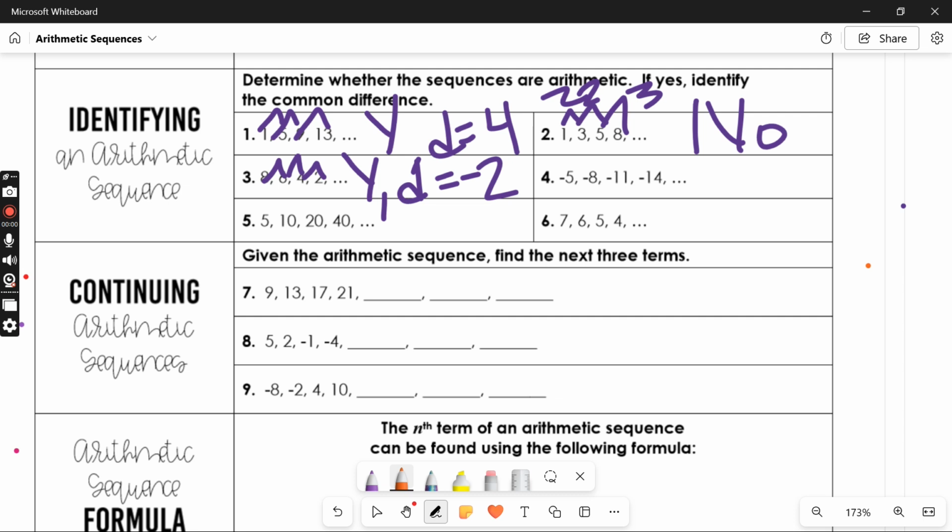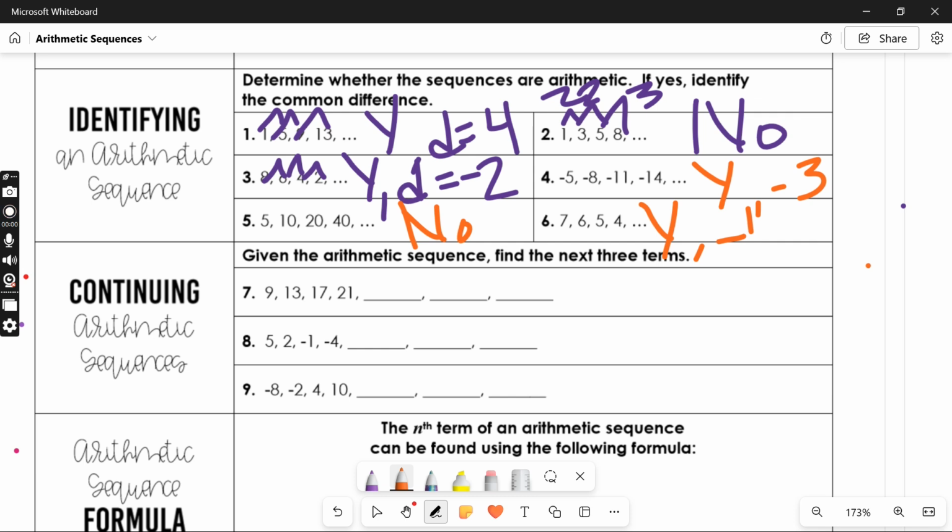On number 4, you should have gotten yes and -3. On number 5, you should have gotten no. And on number 6, you should have gotten yes and -1. On this next part, our job is to just find the pattern and continue it. So find the next 3 terms.